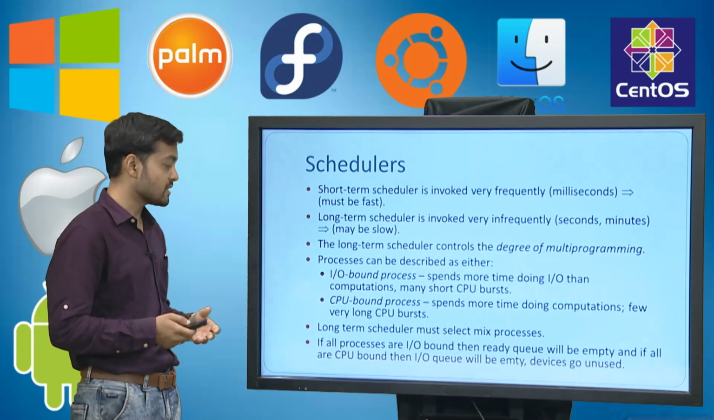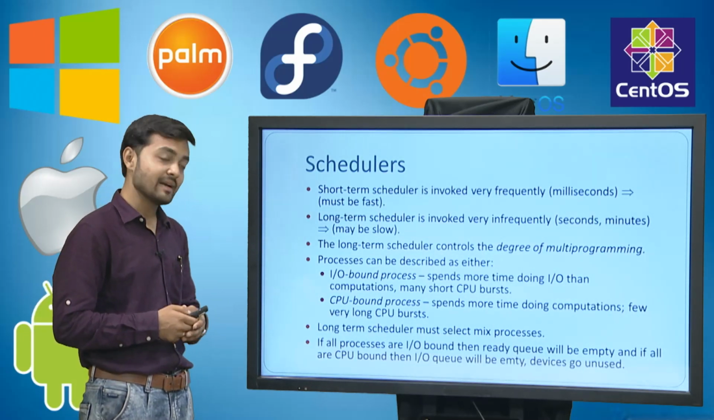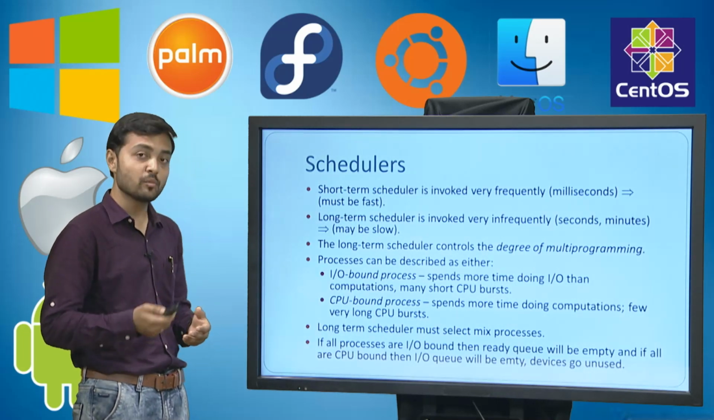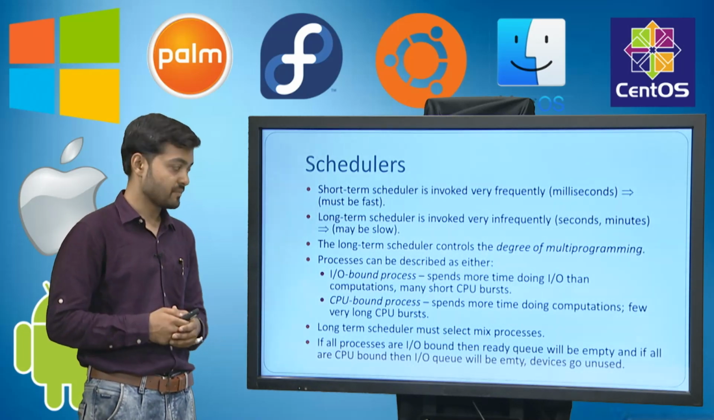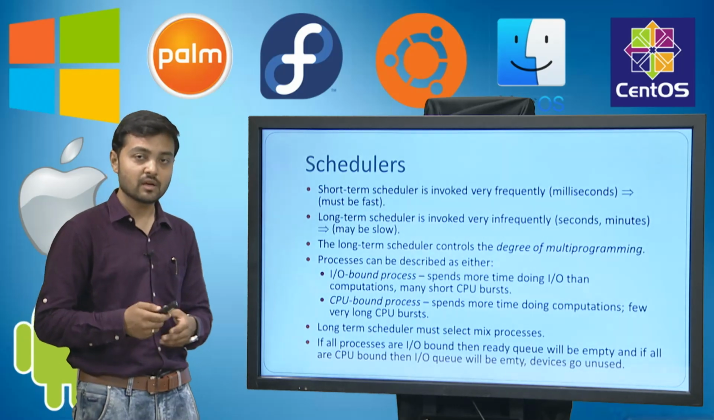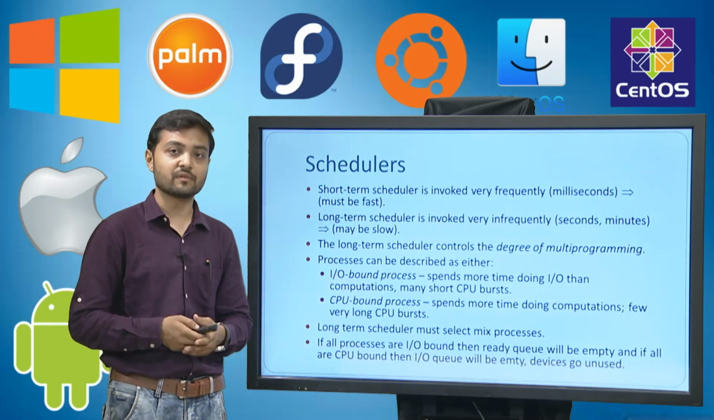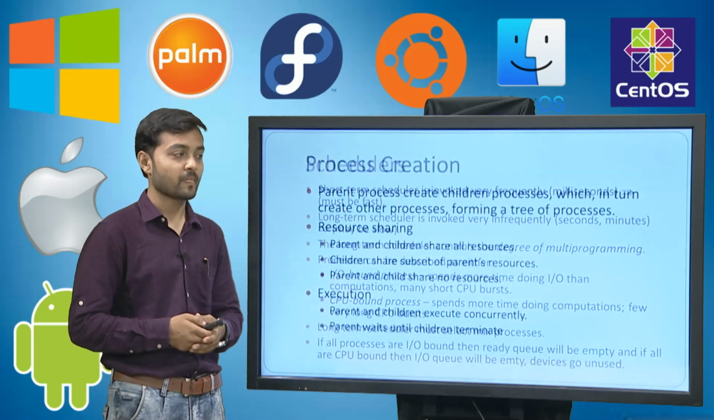If all processes are IO bound, then the ready queue will be empty, and if all processes are CPU bound, then the IO queue will be empty. Devices will be unused. So it is the duty of the long-term scheduler to select the mix of these processes.